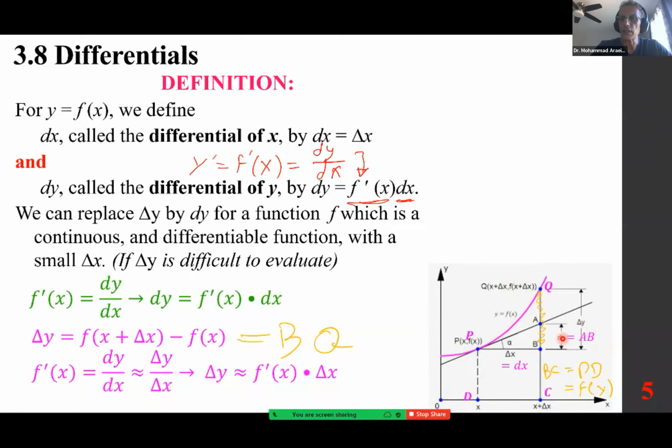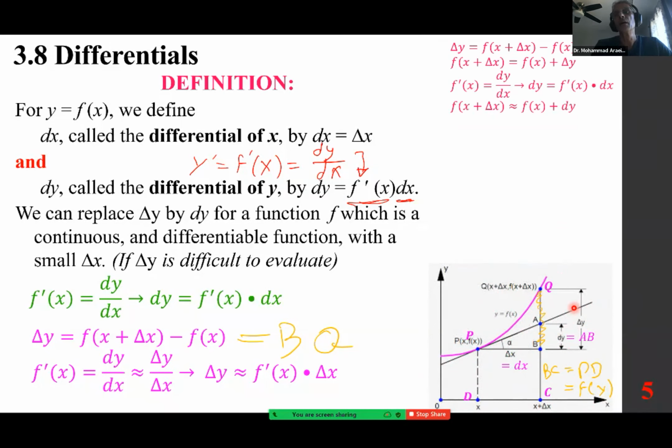dy, take a look at dy, which is AB. dy equals AB is the change along the y-axis when it comes to the tangent line. Change in y along the tangent line. Therefore, delta y is precisely that.